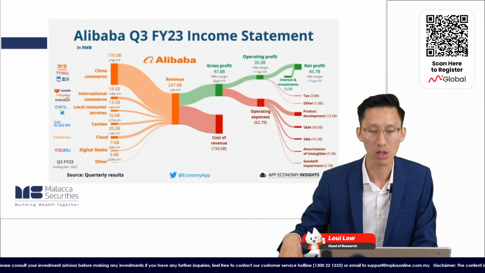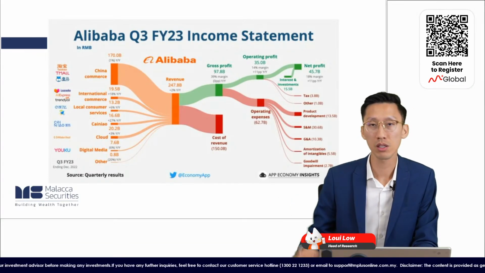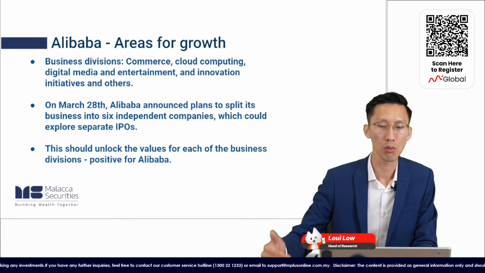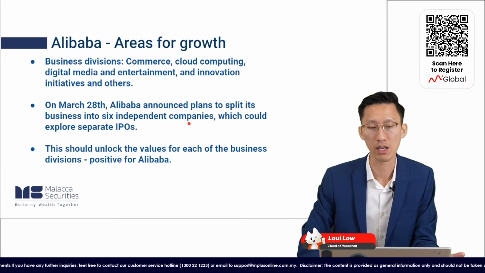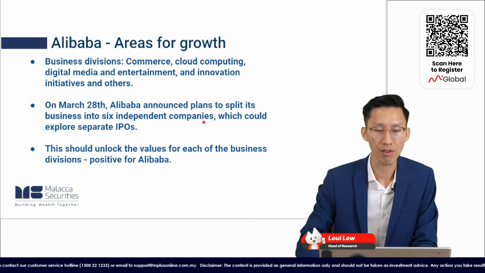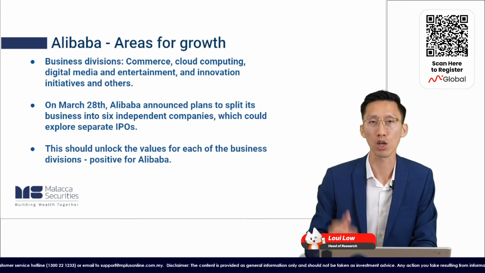Whether they can execute well. But based on the recent news flow, Alibaba plans to split its businesses into 6 independent companies, which they can explore for separate IPOs. This is very interesting because this is to unlock the value.